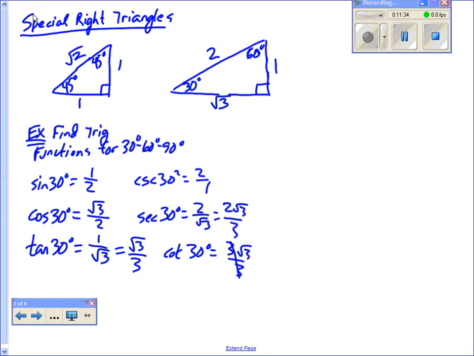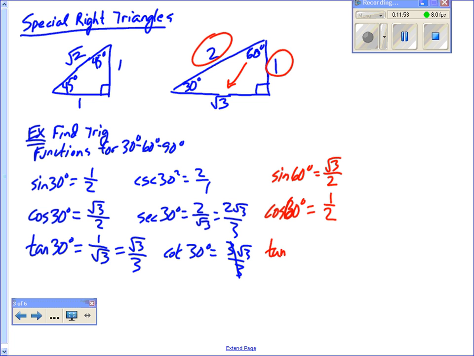What if you were doing it for, instead, the sine of 60 degrees now? Well, the opposite side here is root 3. Opposite over hypotenuse, right? Cosine 60 degrees, adjacent over hypotenuse, 1 over 2. And finally, tangent, opposite over adjacent, so root 3. Of course, you could flip those if you want to do the cosecant, secant, and cotangent. Okay, so that's how you would approach those. You could do the same thing with that 45, 45, 90.